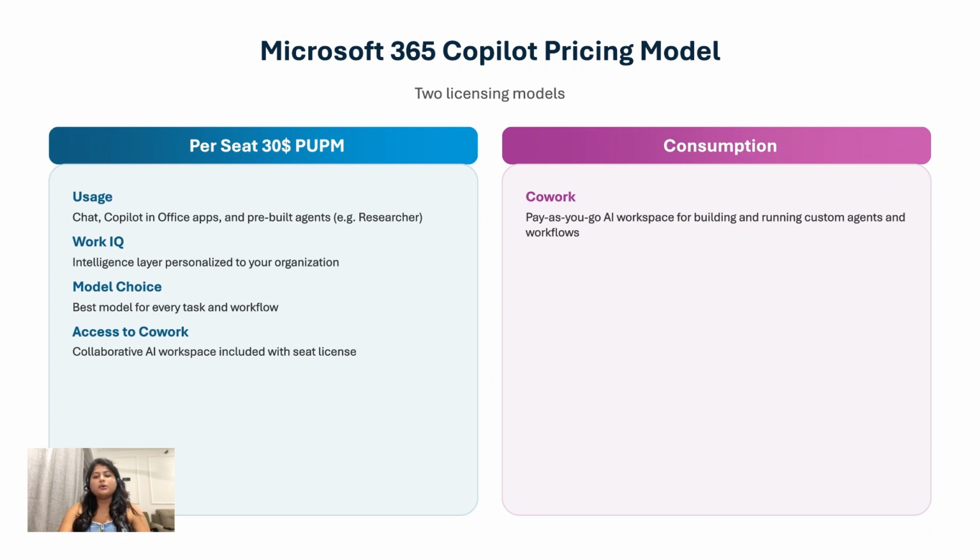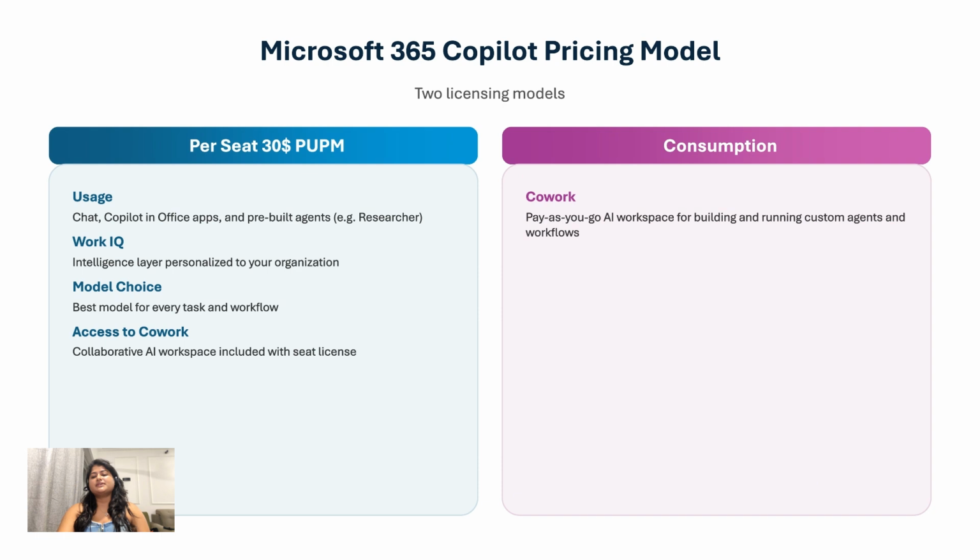Cowork follows a pay as you go approach, which means that you are charged based on how much work it actually performs. So even though you may have access to Cowork through your Copilot license, the actual usage is tracked separately and that is billed accordingly.